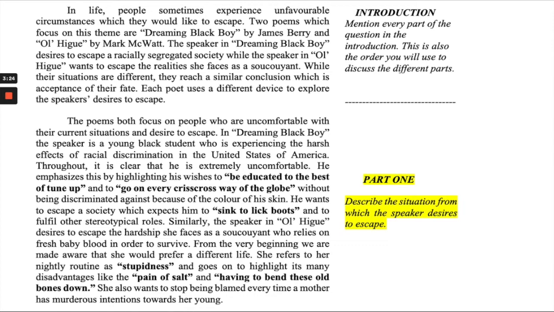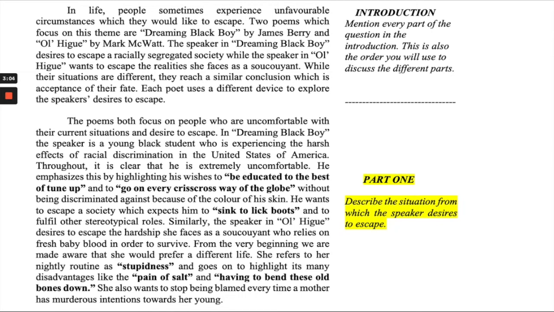Each poet uses a different device to explore the speaker's desires to escape. This part is very important. It's your introduction. Do not skip it. Do not just get straight into answering the question. So now we're going to read part 1, the situation from which the speaker desires to escape.